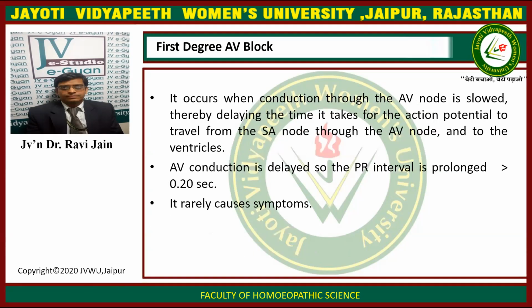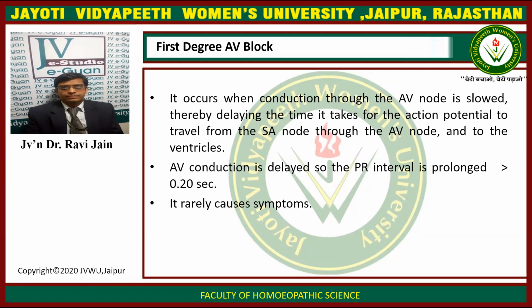Now, what is first degree AV block? It occurs when the conduction through the AV node is slowed. So the first degree AV block occurs when the conduction through the AV node is slowed down, thereby delaying the time it takes for the action potential to travel from the SA node through the AV node and to the ventricles.